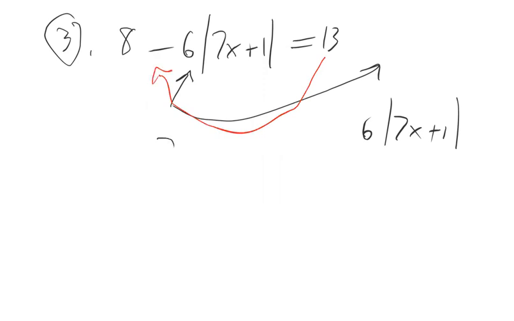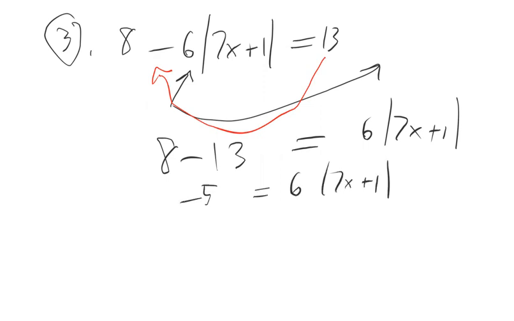So then I'll have 8 minus 13 equals positive 6 absolute value of 7x plus 1. Then I'm going to combine the 8 minus 13, which is negative 5, and then 6 absolute value of 7x plus 1. And then I'm going to divide both sides by 6 to get the absolute value by itself. So then now I have negative 5/6 by itself equals, and then the 6 crosses out, so it equals the absolute value of 7x plus 1.